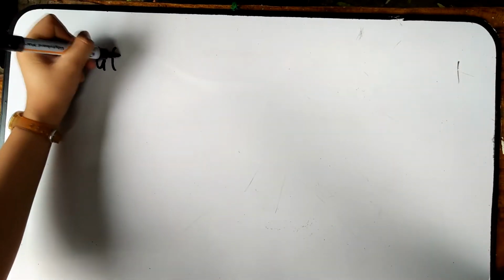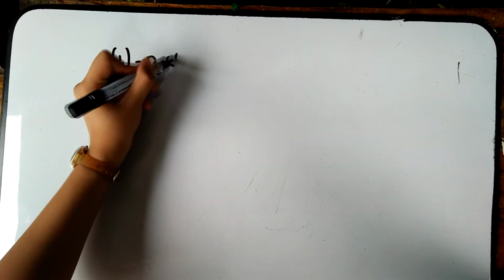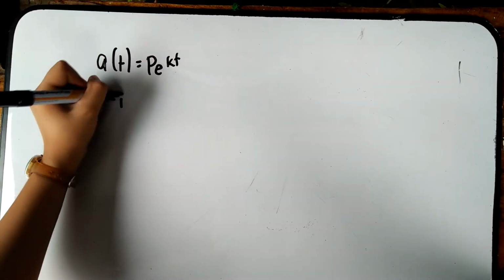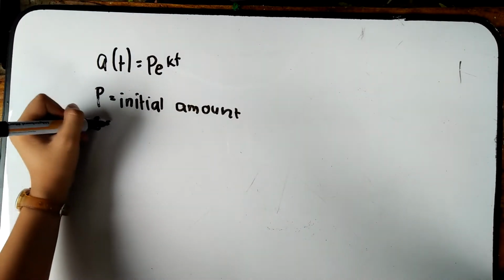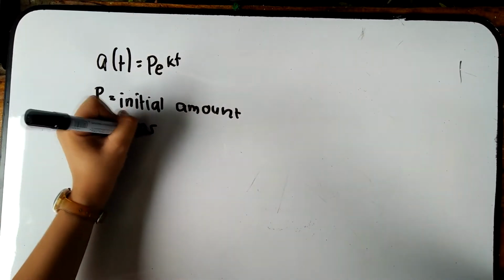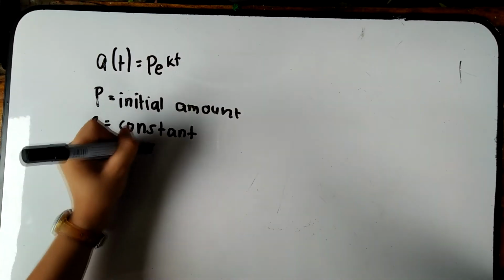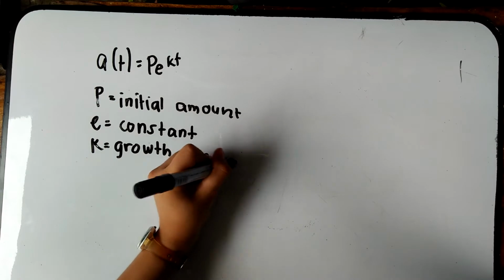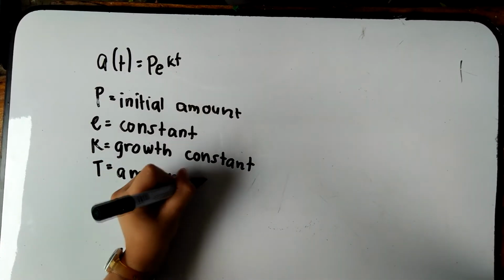For exponential growth, we use the function A of t equals P times e to the power of kt. The variable P stands for the initial amount of bacteria. The variable e stands for the constant in the natural logarithm. The variable k stands for the growth constant. And the variable t stands for the amount of time.